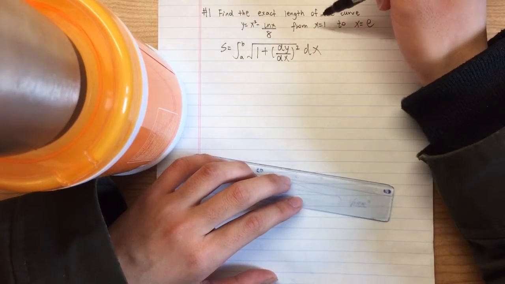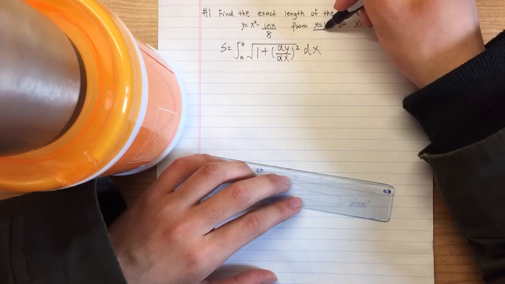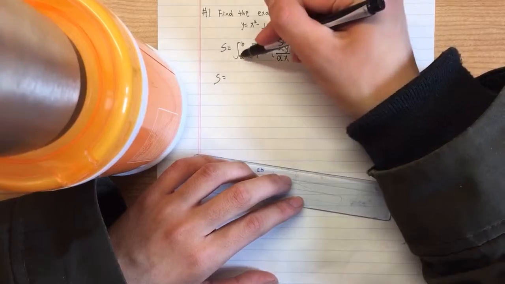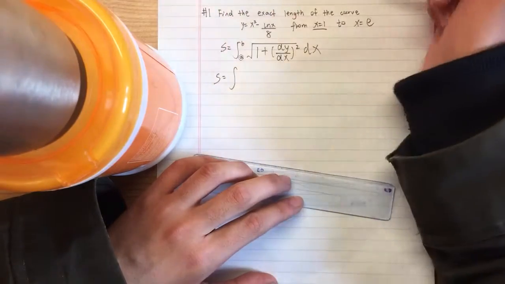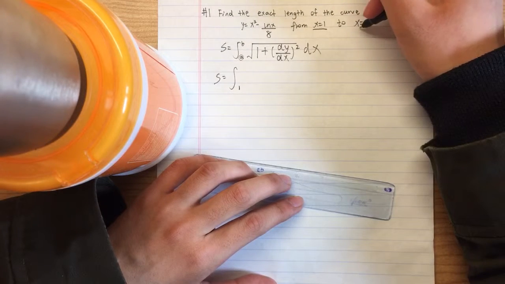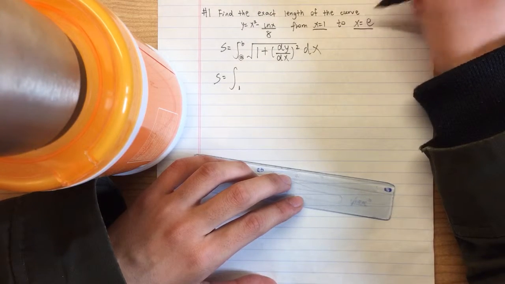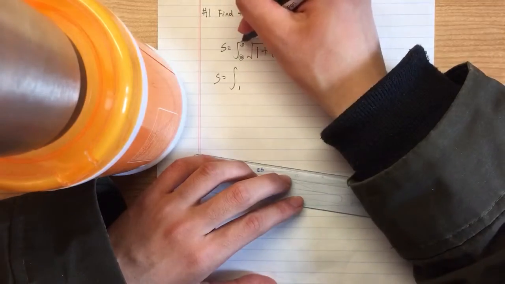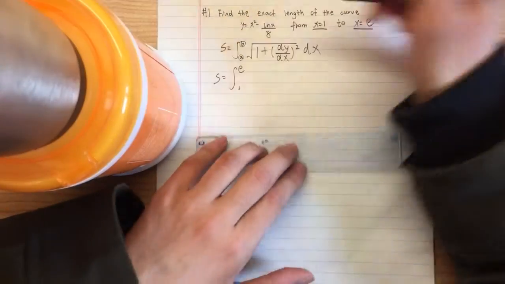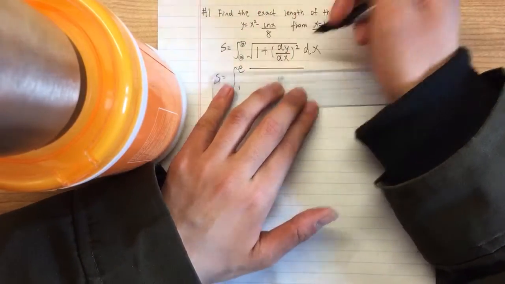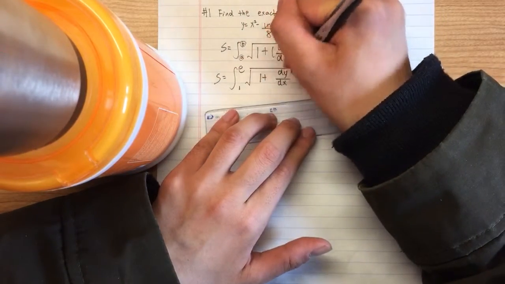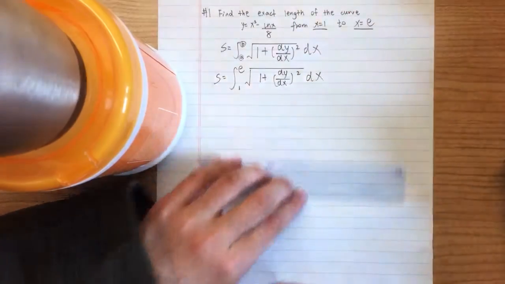This question gives us the lower bound x equals 1, so we just plug x equals 1 into this a here. So s equals the integral from 1. And the upper bound is x equals e, so we plug x equals e into this b here. So the upper bound is b equals e. And we copy down the formula: the square root of 1 plus (dy over dx) squared dx.